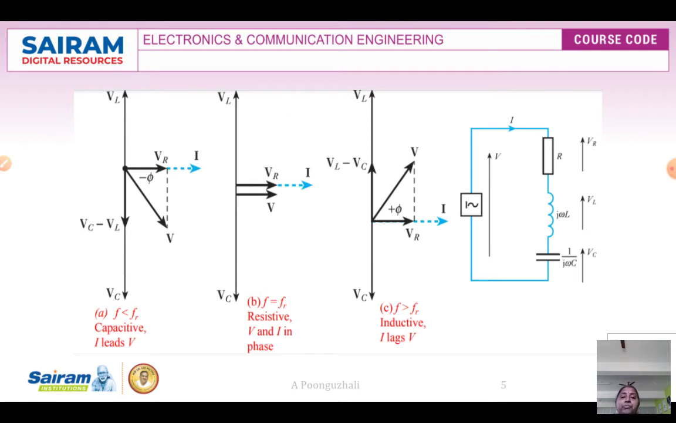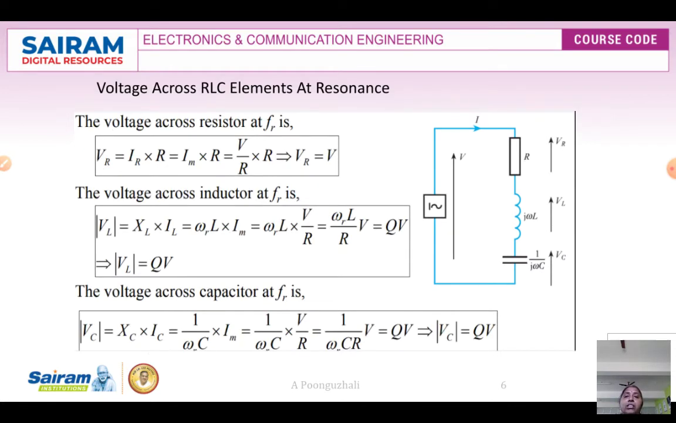If I complete the parallelogram, the resultant vector makes an angle of phi. Next is the voltage across the RLC elements at resonance. Across each element we are going to see what the voltage is. VR is equal to IR into R, the current through the resistance. Here the maximum current flows through the resistance, so IM into R. IM is V by R, into R is nothing but V. So the voltage across the resistance is equal to the supply voltage V.